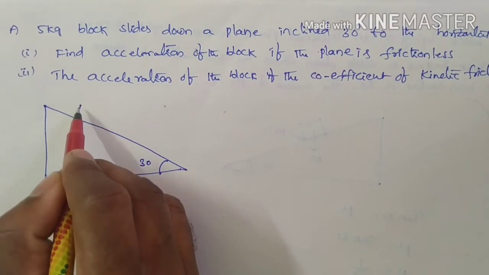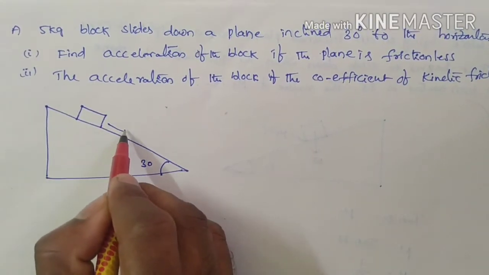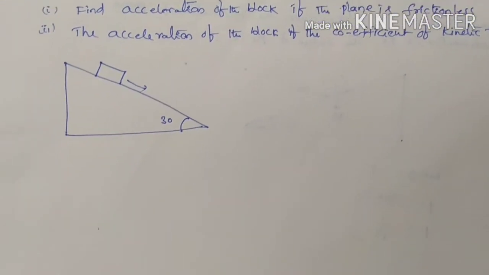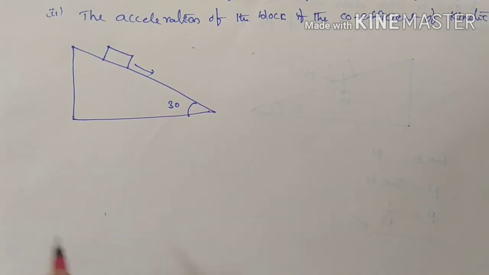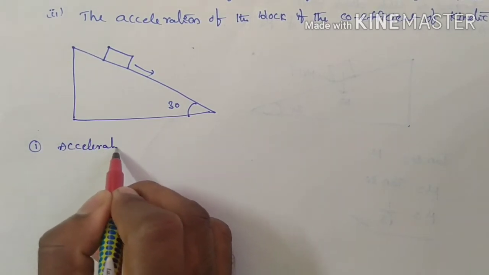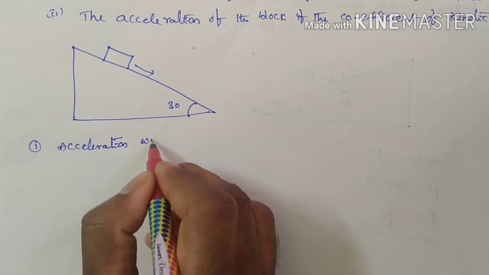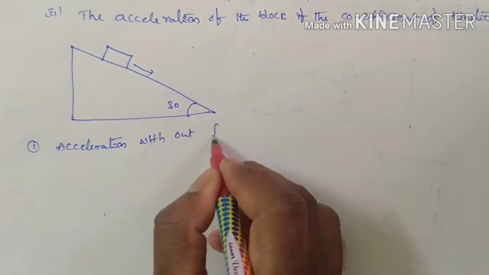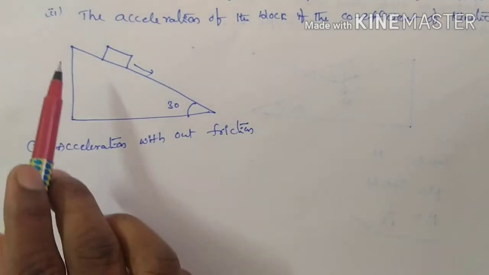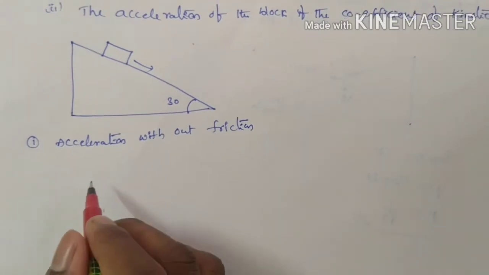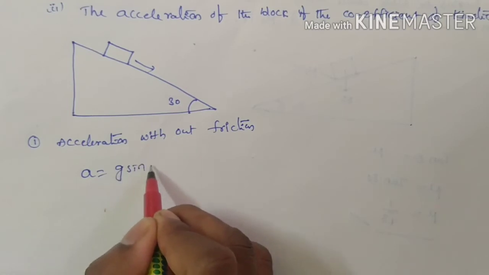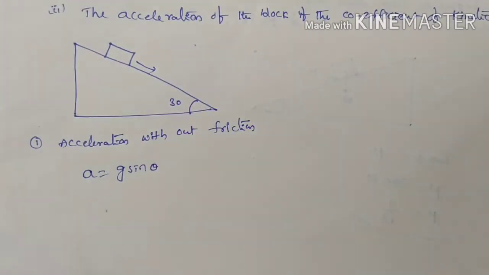Now a block slides down on the inclined plane. First they have given without friction. You need to calculate the acceleration without friction. That means the surface is smooth here. So there is a formula for acceleration: a is equal to g sin theta. It moves in the downward direction, slides down.